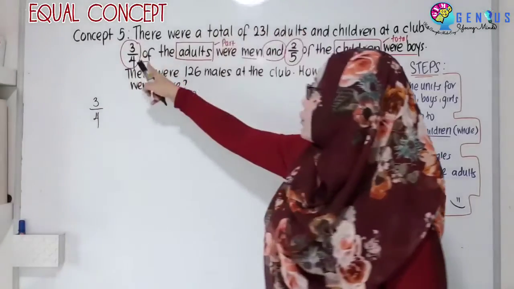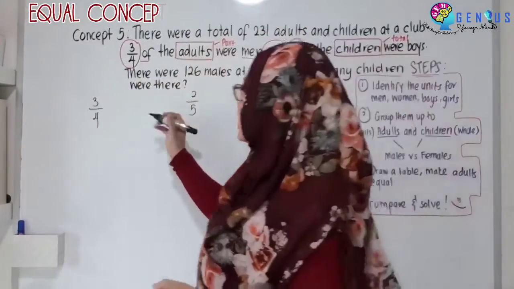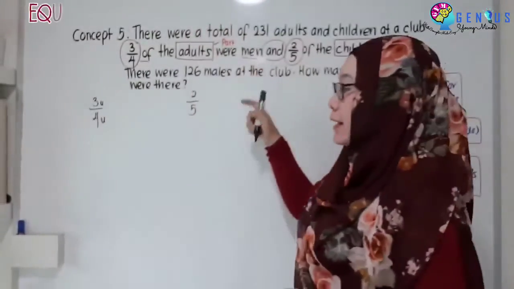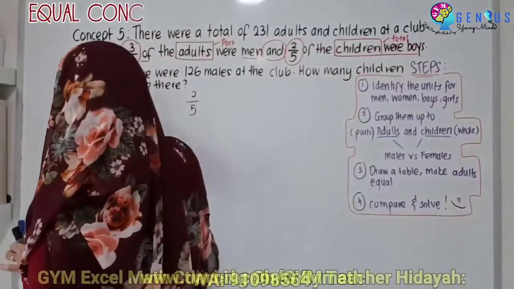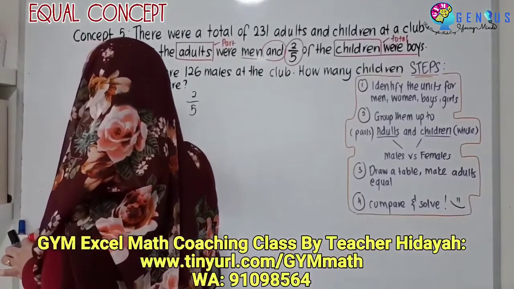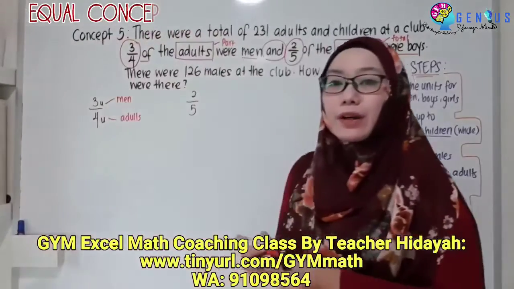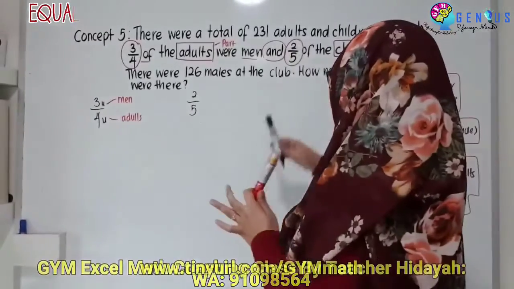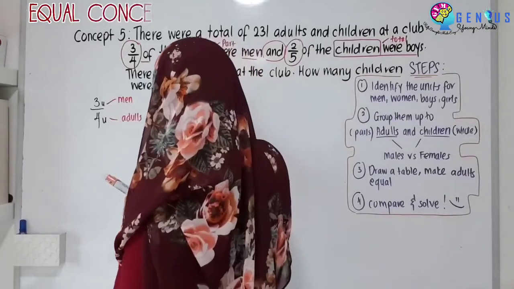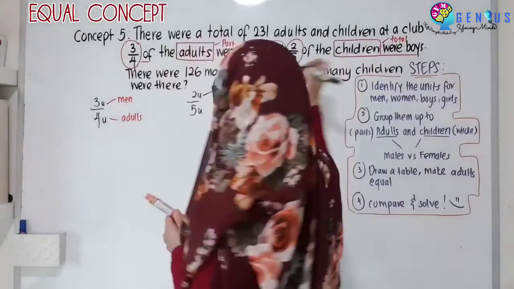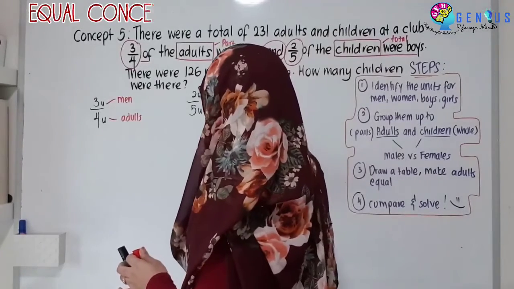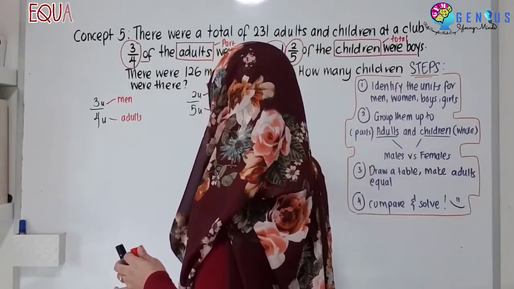So 3/4 of the adults, which means this is 3 units, this is 4 units, were men, which means this is men, this is adults. Got this? Now next one, 2/5 of the children were boys, which means this is 2 units, this is 5 units, this is boys, and then this is children.